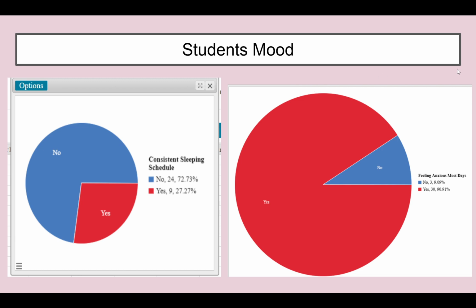All right, let's head into students' mood. So we can see the two pie charts of consistent sleeping schedule and feeling anxious most days. Big difference. We can see which answer was answered more.